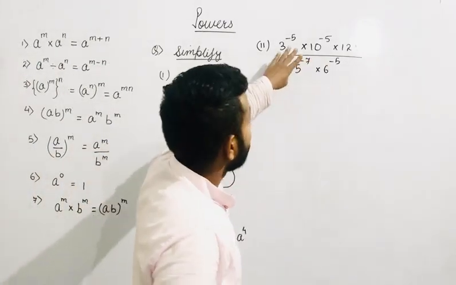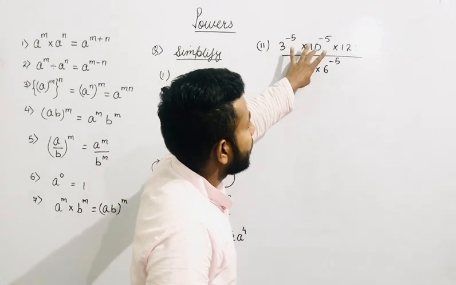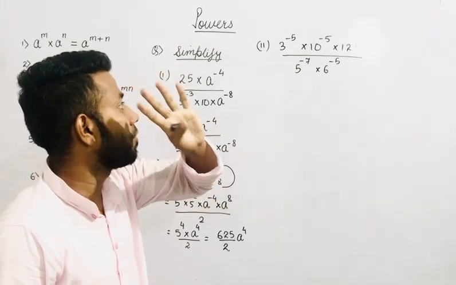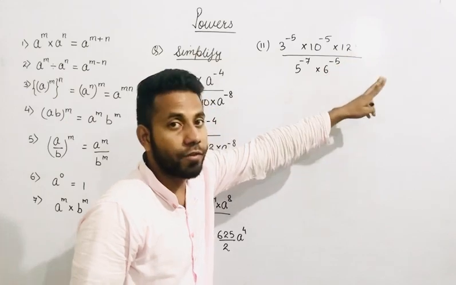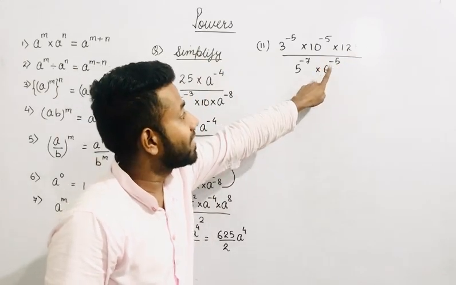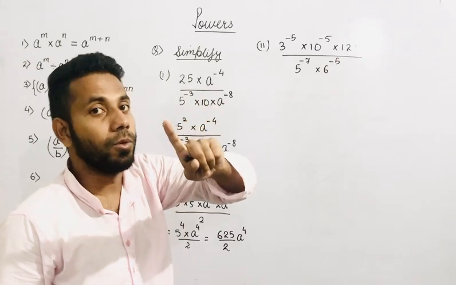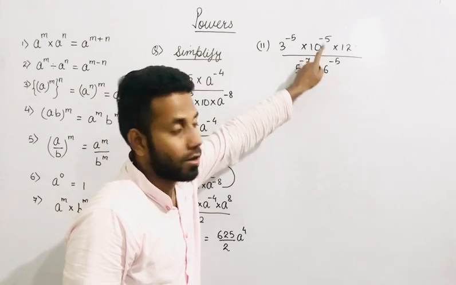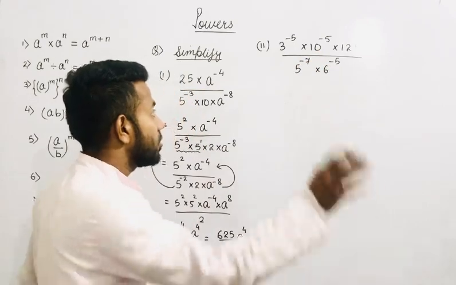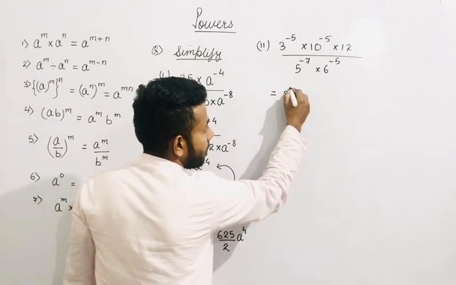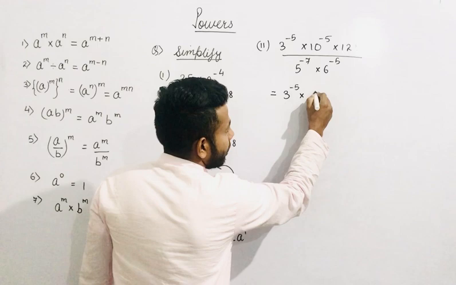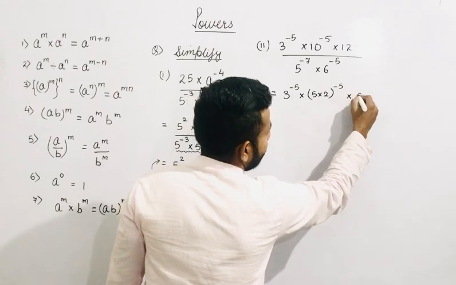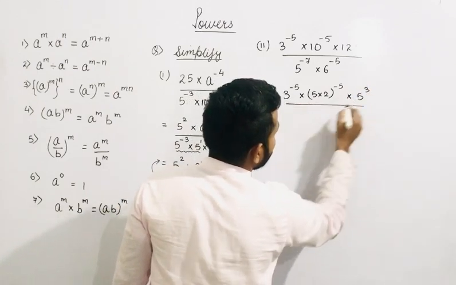Now look, my friend. You know 10 you can change in the form of 5 into 2. Be very careful. You can change 125 in the base 5, that is 5 to the power 3. You can change 6 in the form of 3 into 2. You need to factorize it. 3 is available here. 2 you will get from here, 2 you will get from here also. So let us do it. It is 3 to the power minus 5 into 5 into 2 to the power minus 5 into 5 to the power 3. Just basic use of the theorems.